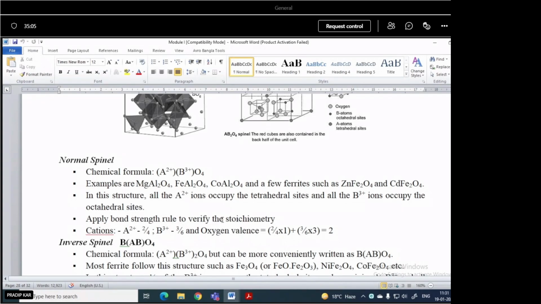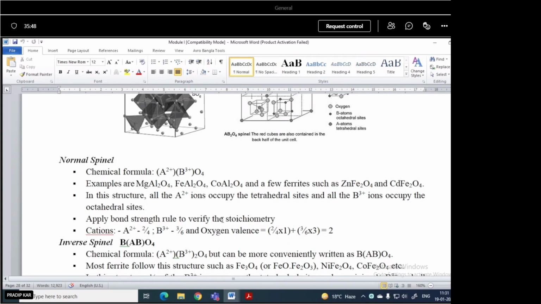Here, the thumb rule for normal spinel is that the A2 plus ion occupies the tetrahedral site and the B3 plus ion occupies the octahedral site. This is for the normal spinel. The 2 plus ion, in this case Mg, Fe, Co, will occupy the tetrahedral site, and B3 plus, meaning Al, or Fe for zinc and cadmium, will occupy the octahedral sites.